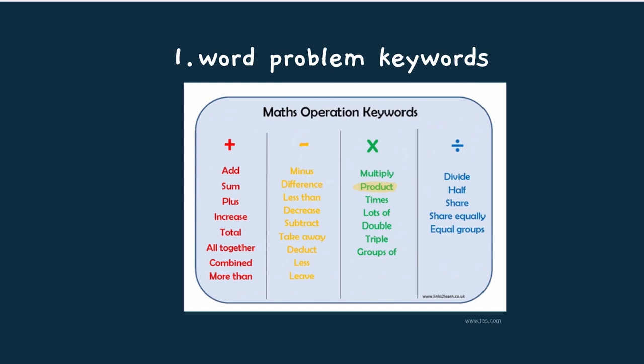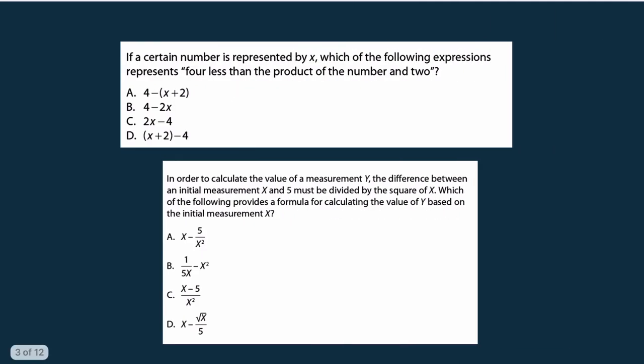Times, lots of. Doubled, double is 2x, right? 2 times or twice, it's a double. Triple is 3x, a group of. So the last one, division. Divide, half, share, share equally, equal groups. Okay, let's go to the questions.